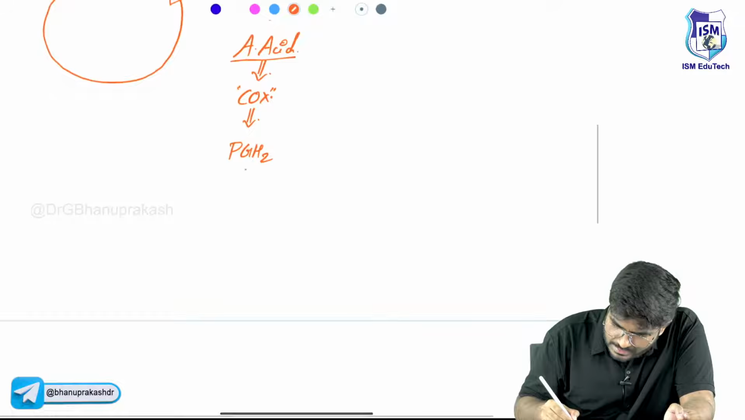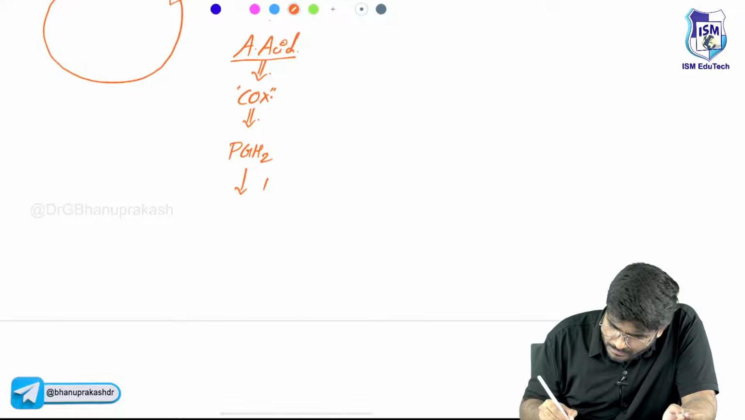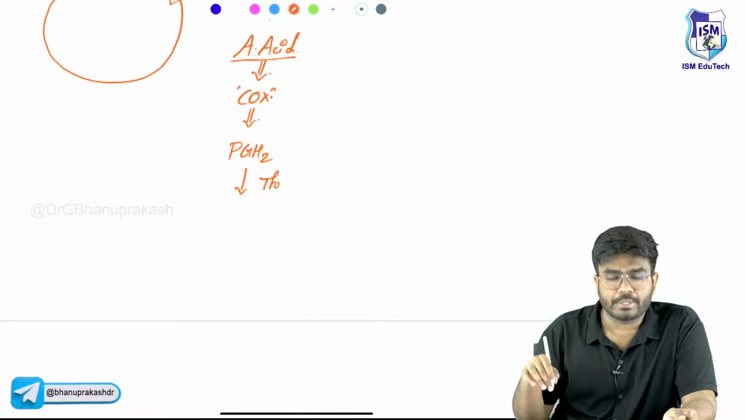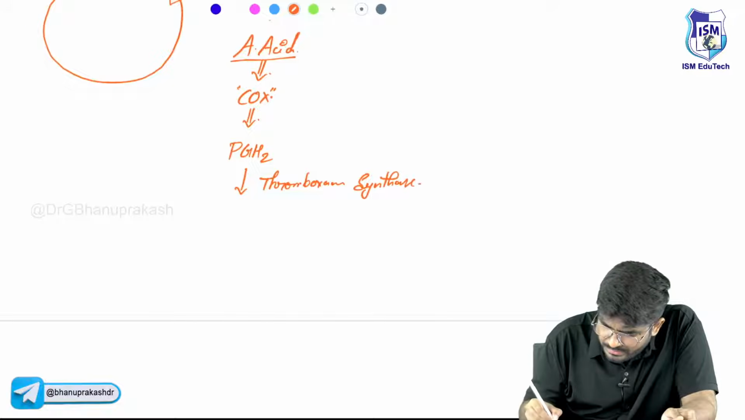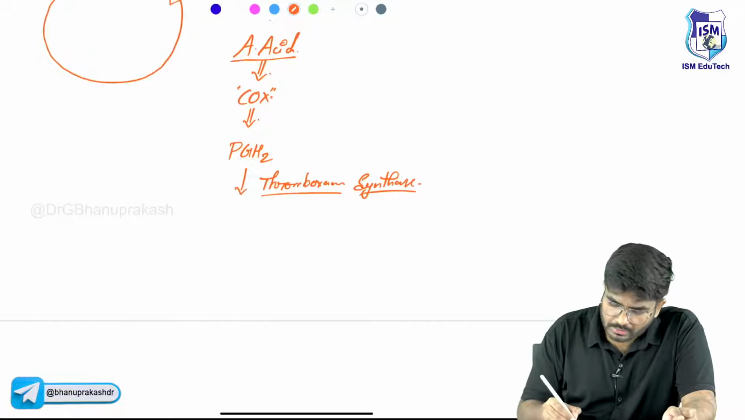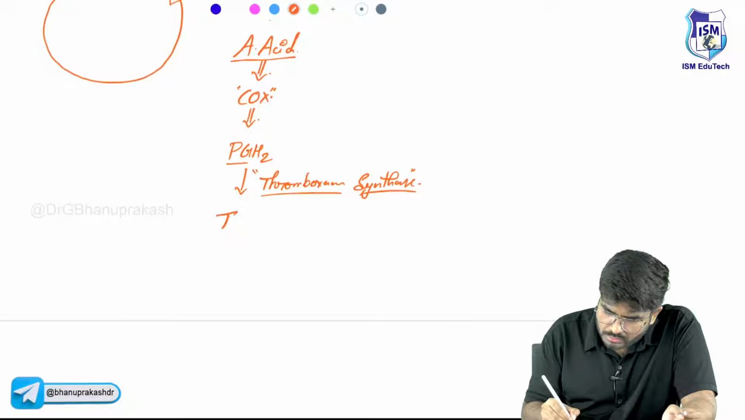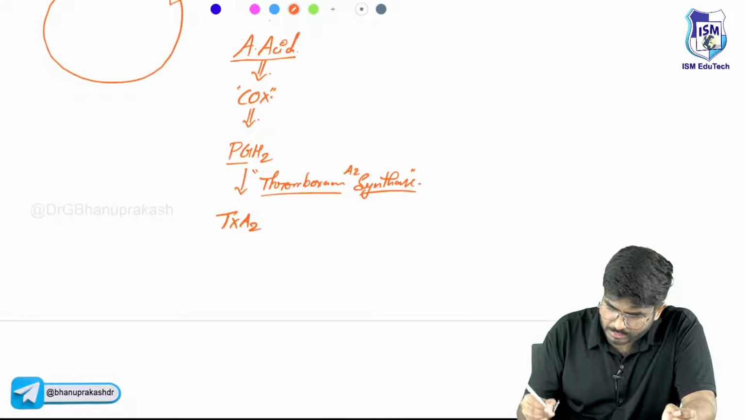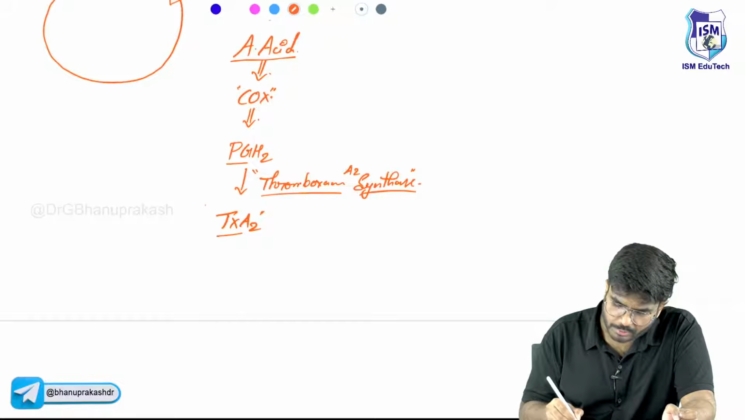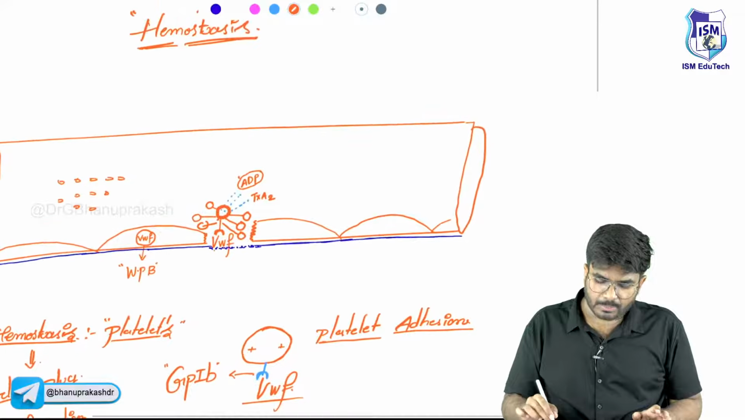Now these prostaglandins enter the thromboxane synthase pathway. In this platelet, these prostaglandins are acted upon by the enzyme called thromboxane synthase, and thromboxane A2 is produced. The enzyme is thromboxane A2 synthase. Now what is this thromboxane A2 doing? This thromboxane A2 is going to call the other platelets.